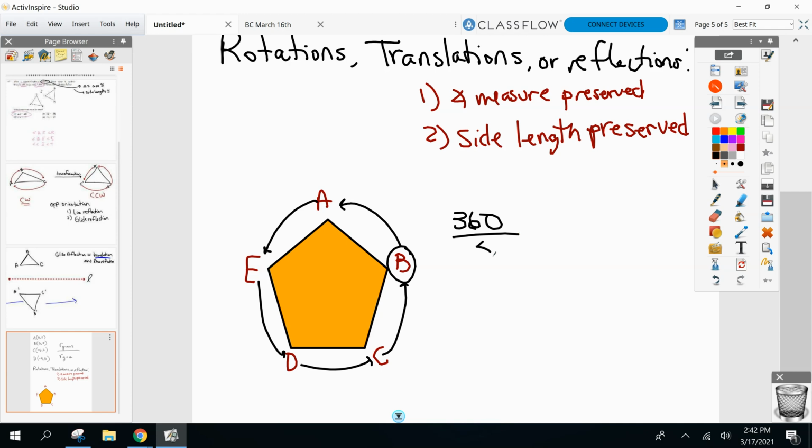So I take 360 divided by 5. That tells me every time you go vertice to vertice, you're going 72 degrees. So that would be the minimum amount of degrees it would take to get this same looking pentagon back, 72 degrees.